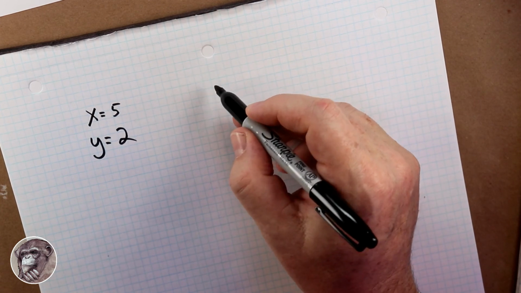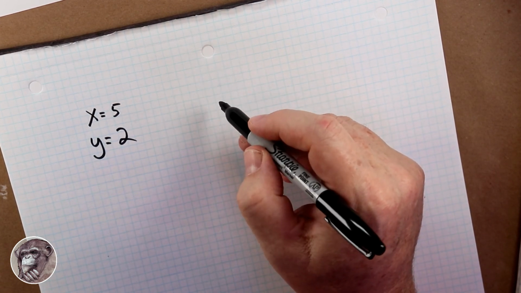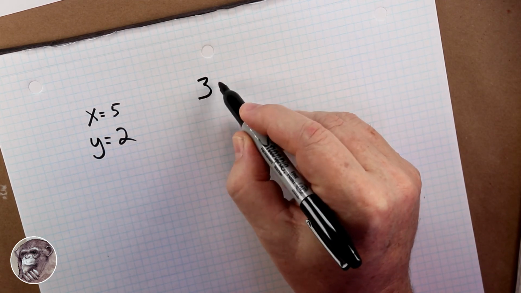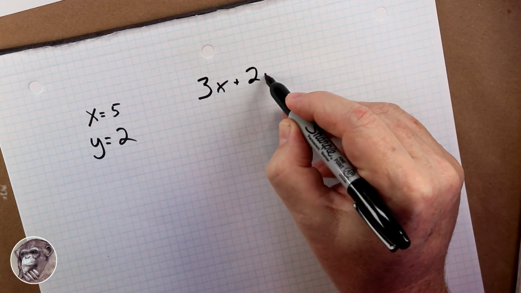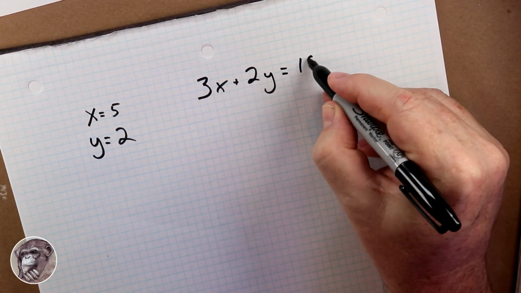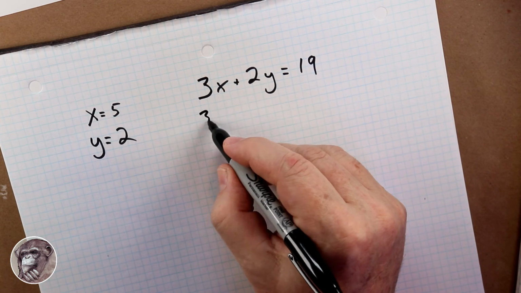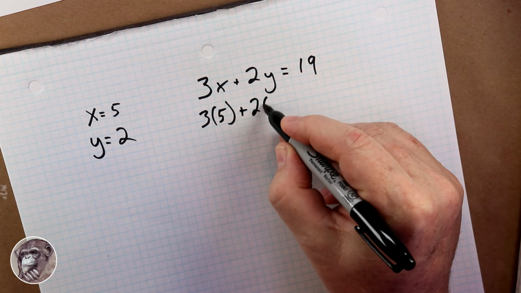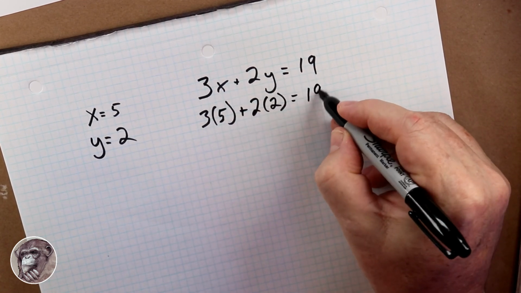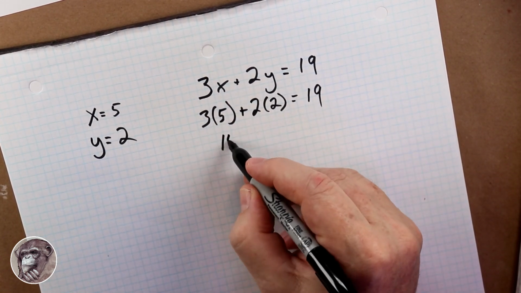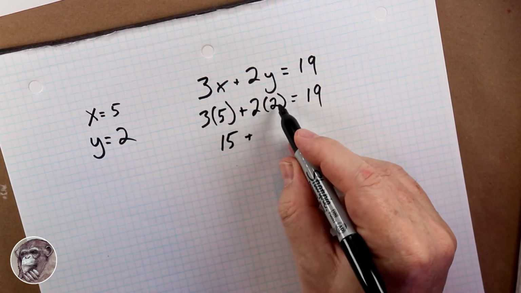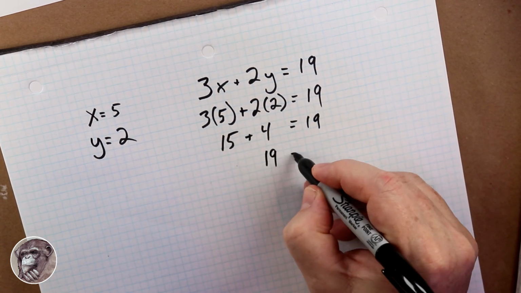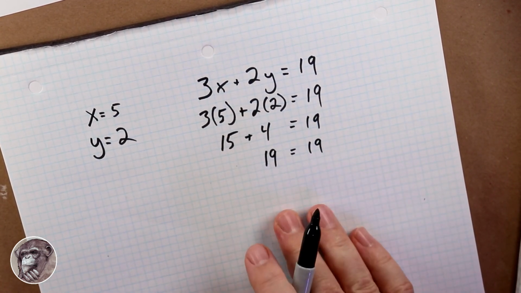Now for most people they'll just stop at the first one, but I like to do it for both just to double check to make sure that it's both true. So we have 3x plus 2y equals 19. So we have x equals 5, so we have 3 times 5 plus 2 times 2. 3 times 5 is 15. 2 times 2 is 4. 15 plus 4 is 19. And I see that 19 equals 19. So I see that it works.